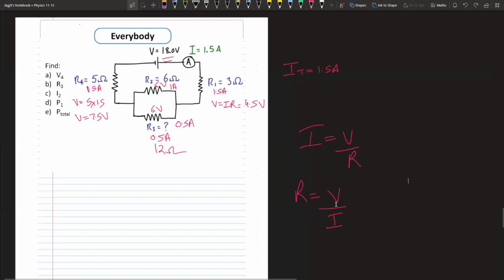So there we go. We found the resistances, all the currents, all the voltages. Now, to find total power, you should know your total power is just V total times I total. V total is 18, I total is 1.5. Multiply them and you get the total power. If you want to find the power across each of the resistors, just use VI at each resistor.